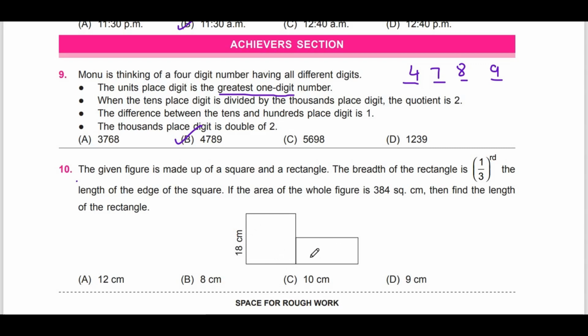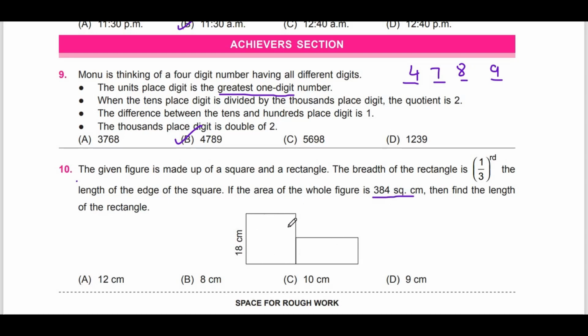So here two figures are given. One is a square and one is a rectangle. They have given the length of the square. The length of the square is 18 centimeter. We don't know anything about the rectangle, right? And what else is given to us? The area of the whole figure, that is the area of the square and the rectangle together, is given as 384.